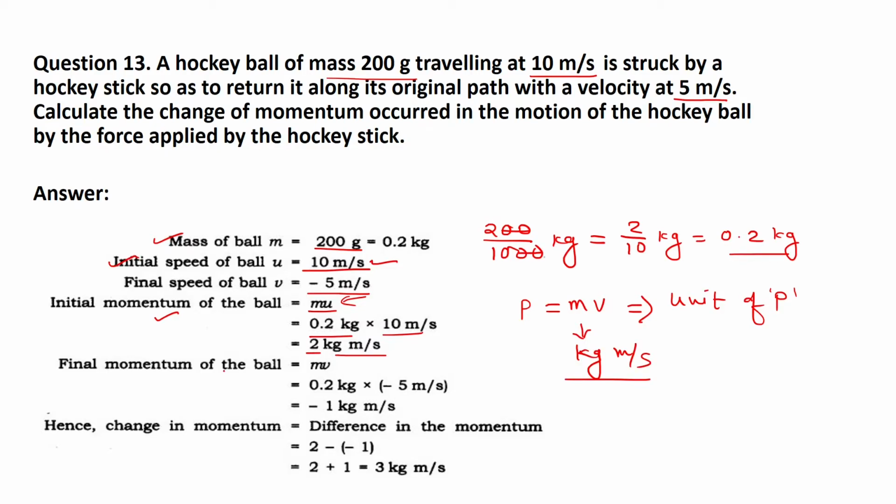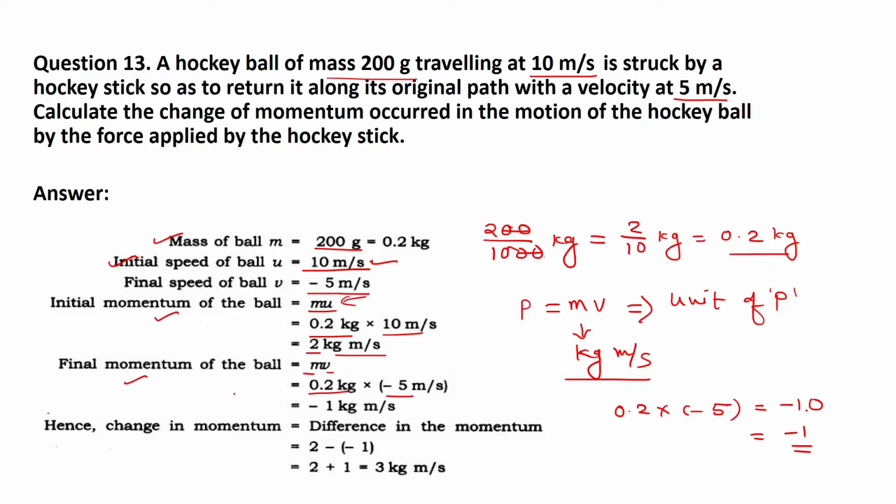Now let's find the final momentum, that is mass multiplied by the final velocity. So the mass of the object remains the same, it is 0.2 kg, and the velocity will be minus 5. So minus 5 into 0.2, 0.2 multiplied by minus 5. So this multiplication 0.2 multiplied by 5 will be 10. 5 into 2 is 10 and one decimal place is here. So I will write it here and the minus sign will be here. So it will become minus 1. So minus 1 kg meter per second will be the final momentum.